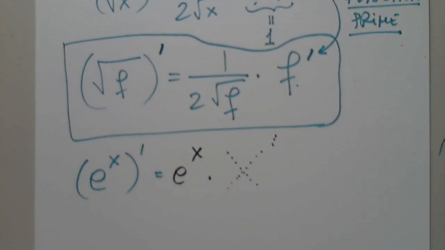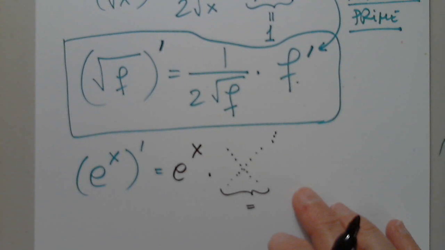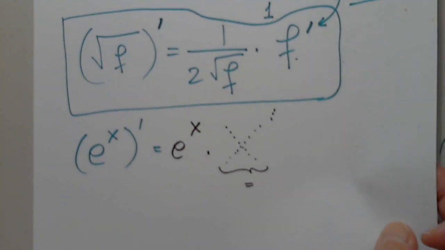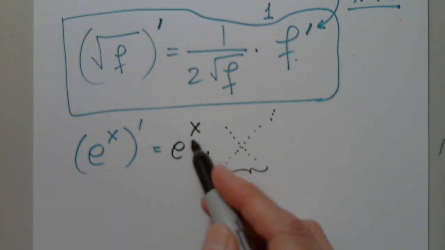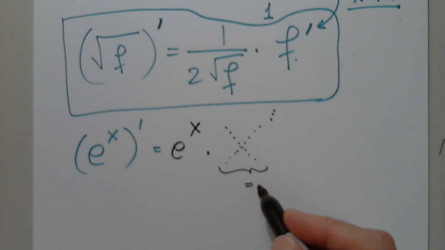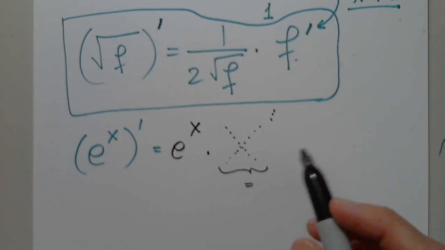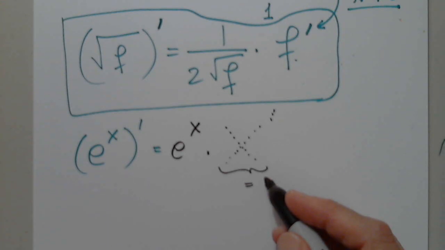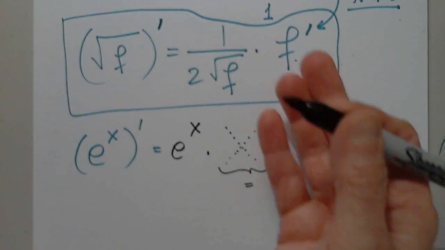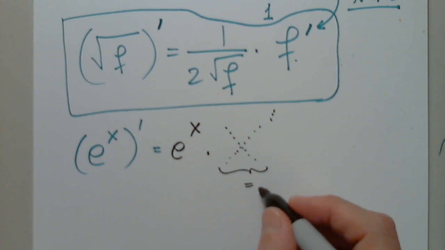Why not? Why don't I write it? That's the inner, that's the outer. Why don't I write times the inner function prime? How much is x prime? We know. We just wrote it. Right? How much?